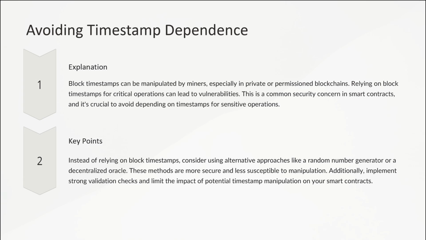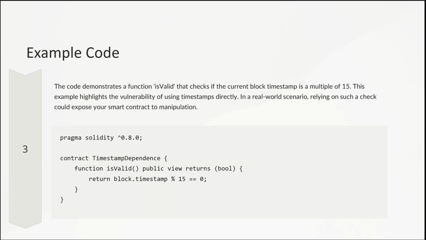Additionally, implement strong validation checks to limit the impact of potential timestamp manipulation. The example code demonstrates a function isValid that checks the current block timestamp is a multiple of 15. This highlights the vulnerability of using timestamps directly, as such checks could expose your smart contract to manipulation.